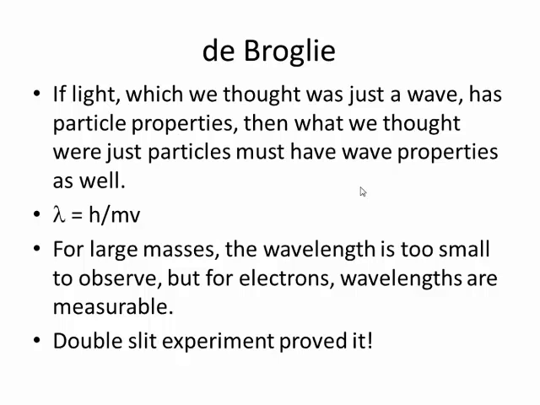It's based on the equation lambda equals Planck's constant over mv, mass times velocity, which is the momentum of the particle. But for large mass particles, if you plug the mass in there, you'll see that the wavelength is so small that you won't observe anything. But for electrons, where the mass is very, very small, even though the velocity is high, you still are going to get measurable wavelengths from that. So the electron acts like a wave.